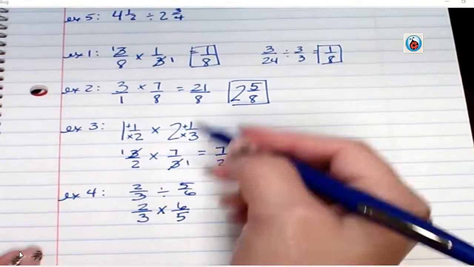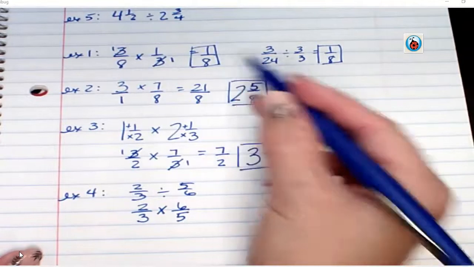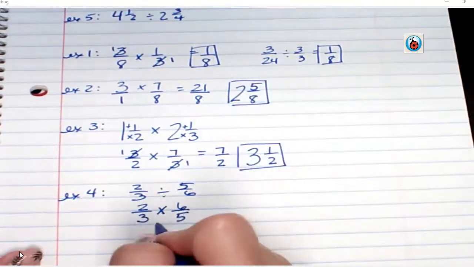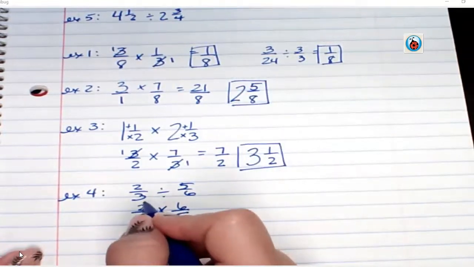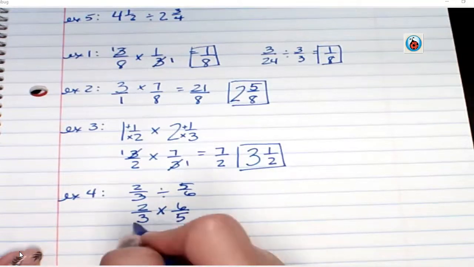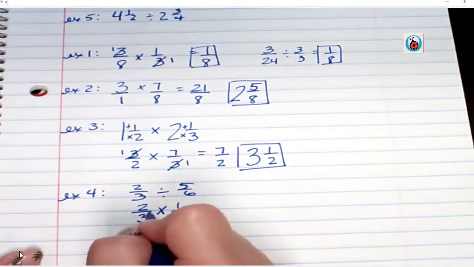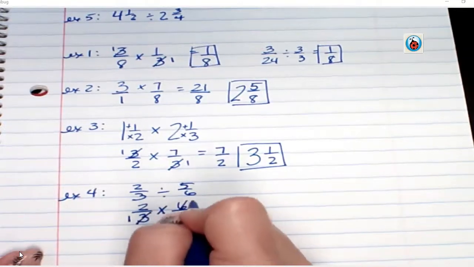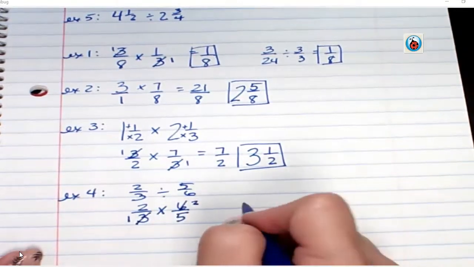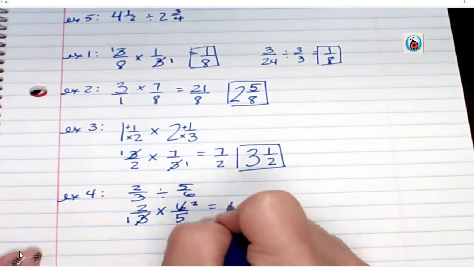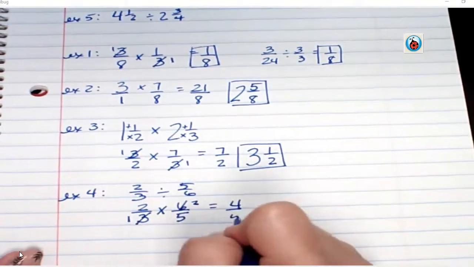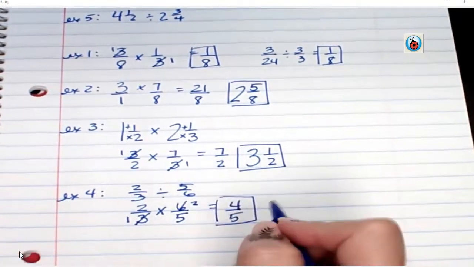Now I have a multiplication problem just like I did before. I would reduce if I could. I can't reduce 2 and 5, but I can reduce 3 and 6. 3 goes in here once, 3 goes in there twice. Now I multiply. 2 times 2 is 4. 1 times 5 is 5. And that is my final answer.